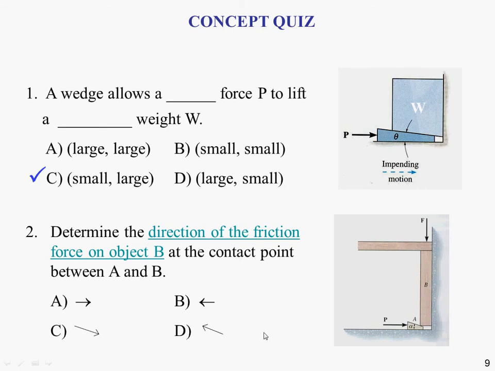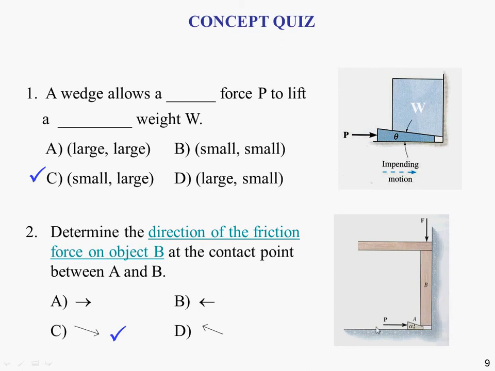Okay, so the correct answer in this case is C. Some of you may have had D as the correct answer, or what you thought was the correct answer, but be careful to look at the question carefully. What we're asked for is the direction of the friction force on object B. Okay, so that's this one here.